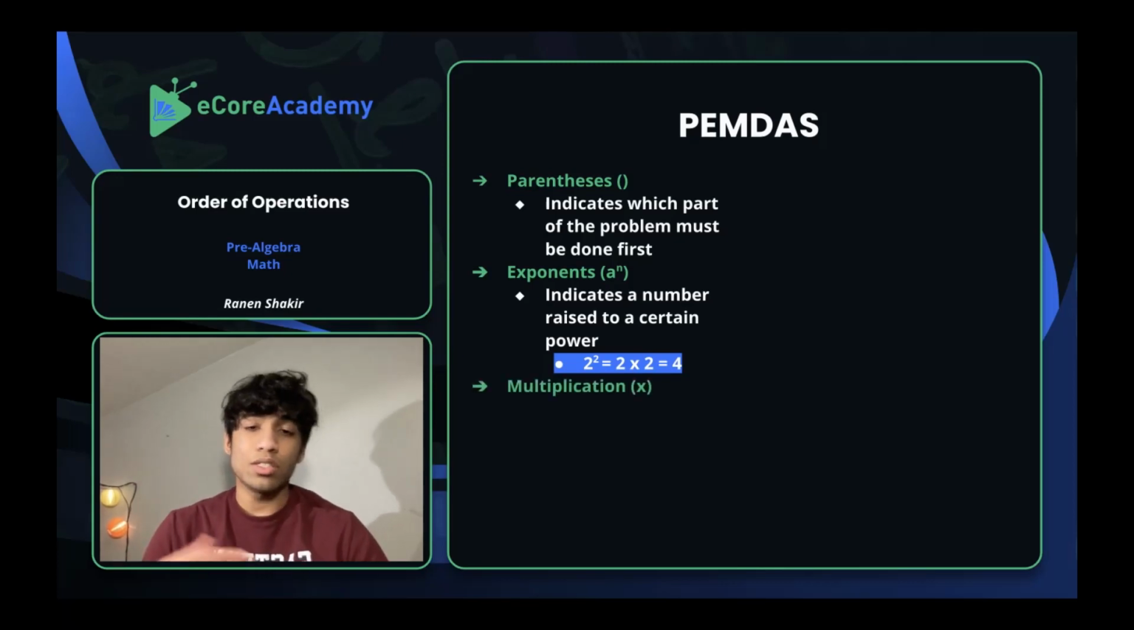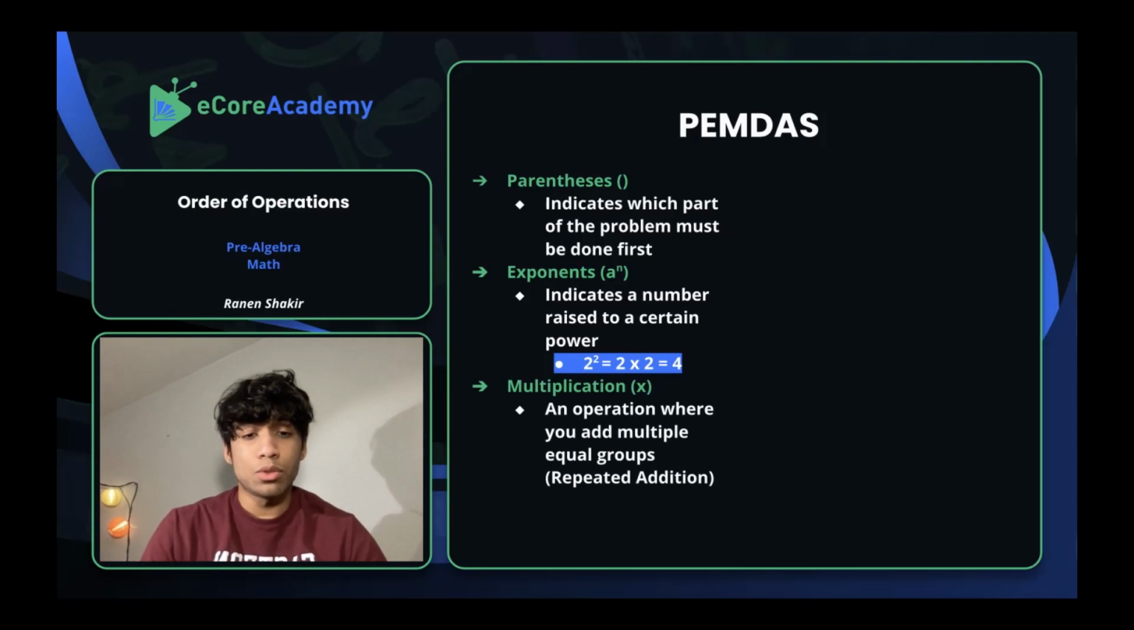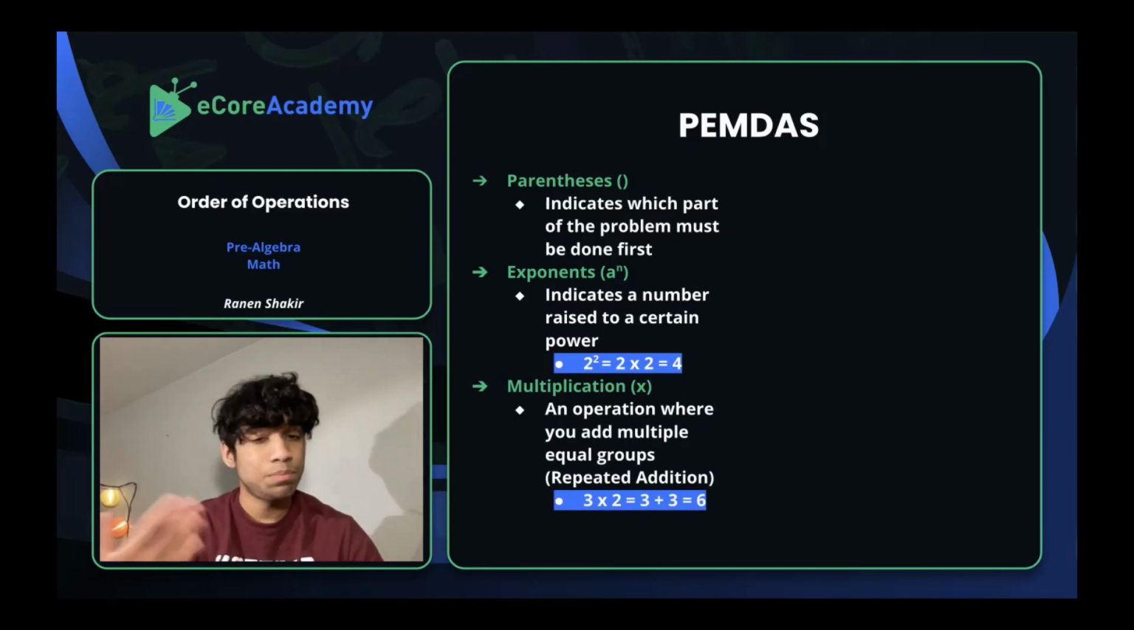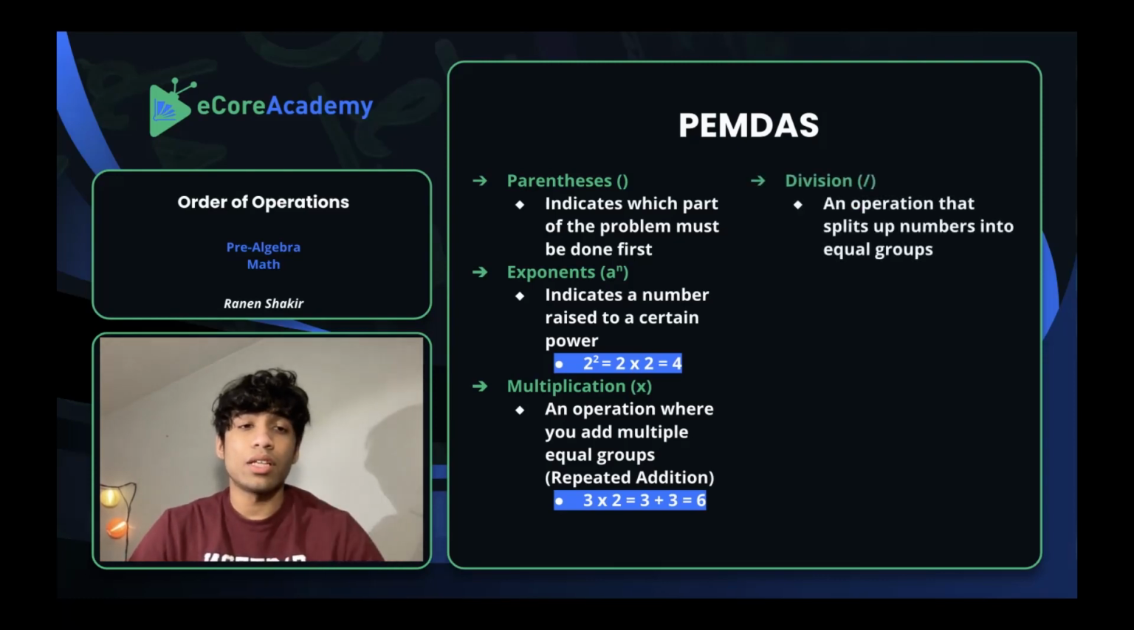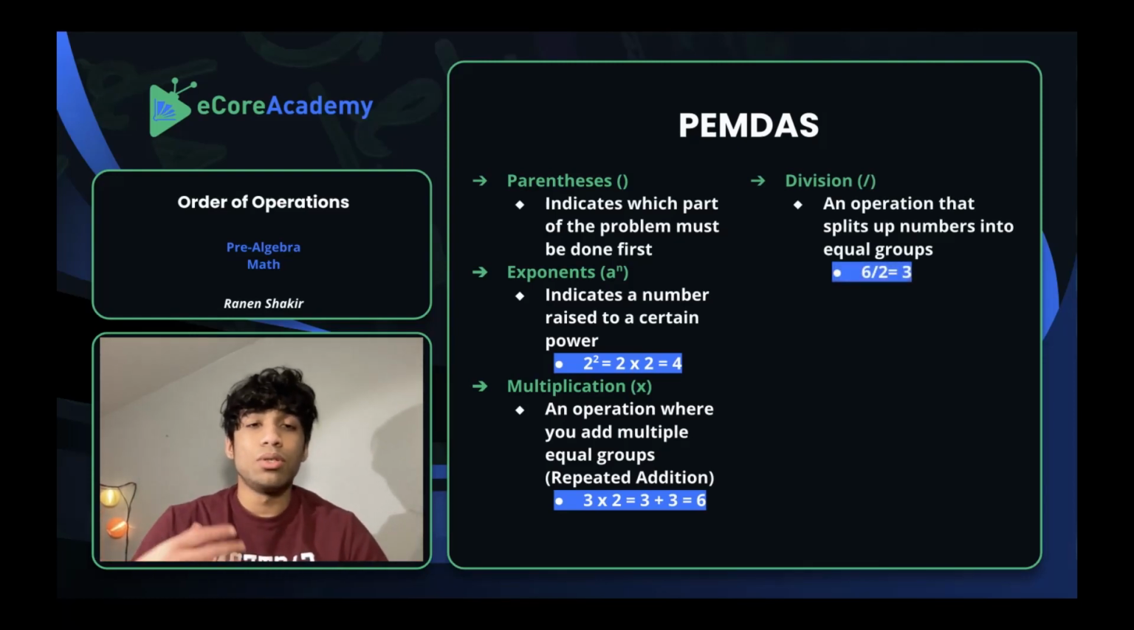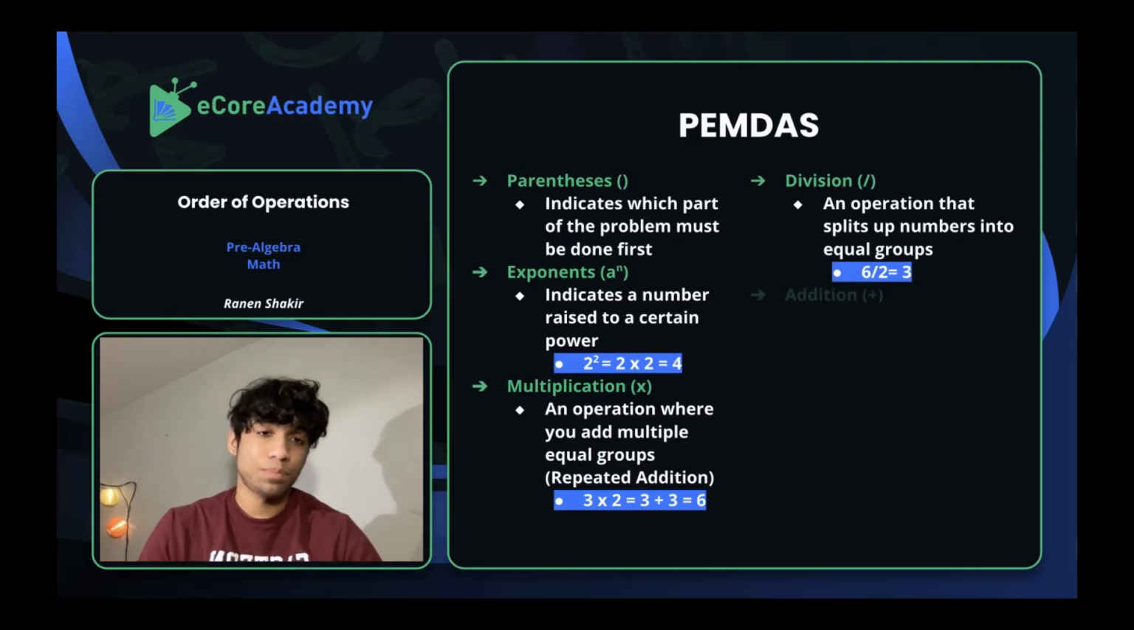Multiplication is next, which is an operation where you add multiple equal groups. Repeated addition. I'm sure you guys know what multiplication is. An example here, 3 times 2 is the same thing as 3 plus 3, which equals 6. And then next is division, an operation that splits up numbers into equal groups. So here an example, 6 divided by 2 is 3. You take 6, you put it into 2 equal groups, there's going to be 3 in each.